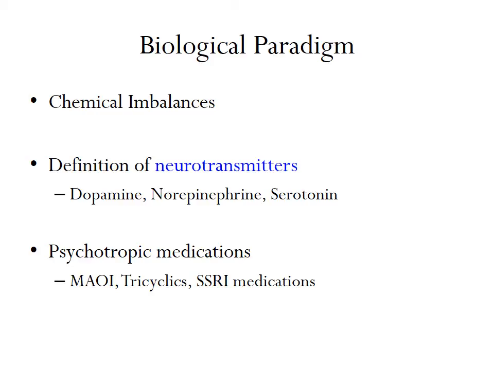This information or communication is transmitted through what's called neurotransmitters. Neurotransmitters are the vehicle through which information travels along the neural pathways. Three primary neurotransmitters that have been found to be significantly related to mental disorders and mental illness are dopamine, norepinephrine, and serotonin.